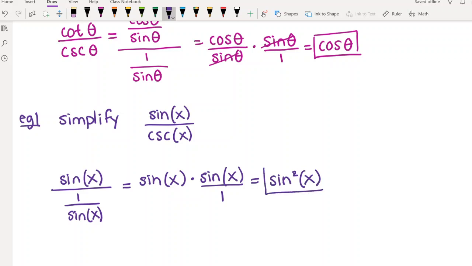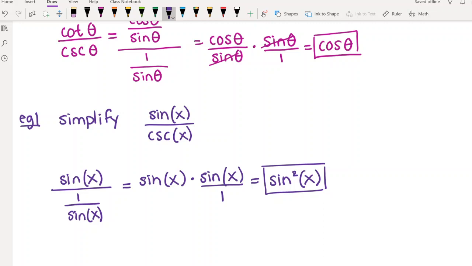So there will be some examples where when you do the simplification, you don't end up with just one single trig function, but still, I think in a lot of ways, sine squared of x is kind of a nicer, more simple expression than saying sine of x over cosecant of x.